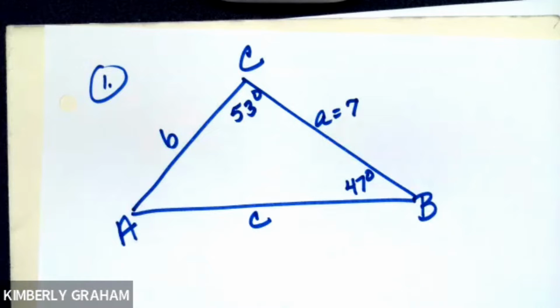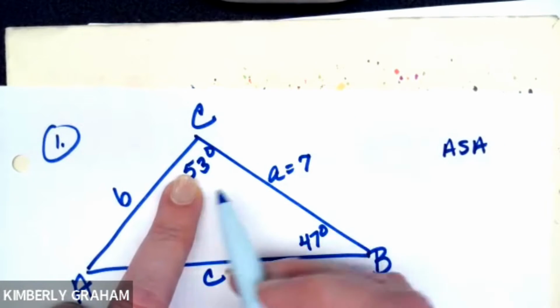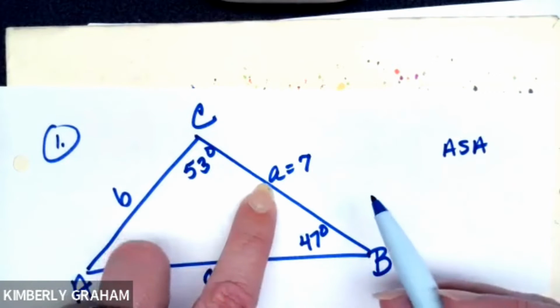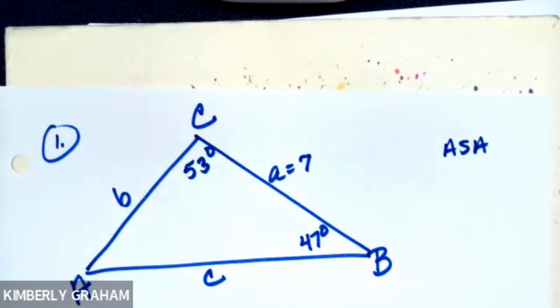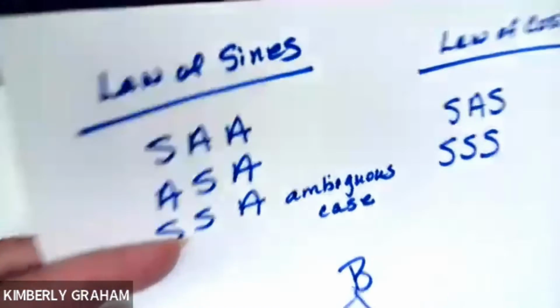You also need to be sure that you know that this is angle, side, angle. You know two angles and you know the included side. So you know that you are going to be using your law of sines here.